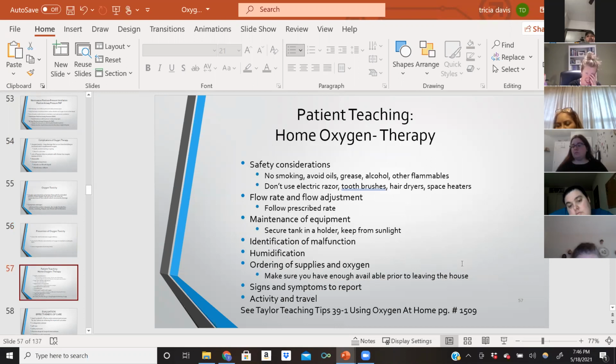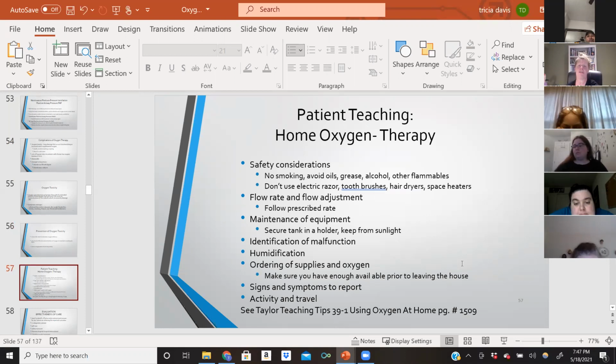So some patient teaching we need to do if our patients do have to go home with oxygen therapy. So we have those safety considerations. We want to tell them, don't smoke with your oxygen, avoid oils and grease, alcohol and other flammables. Do not use electric razors, electric toothbrushes, hair dryers, or space heaters.